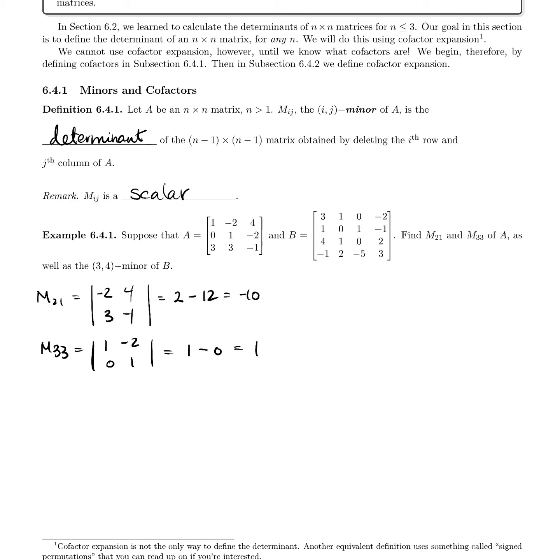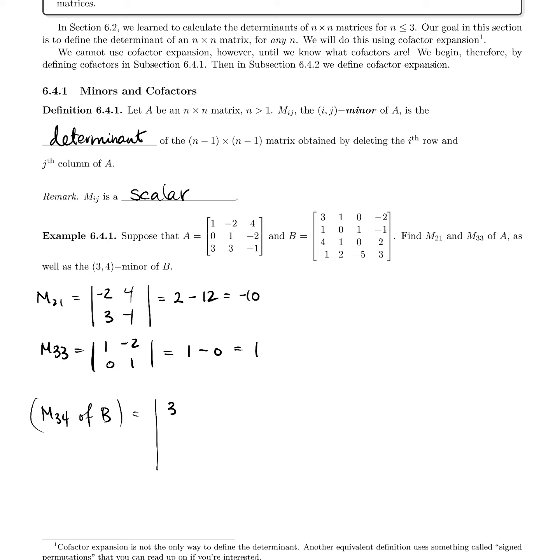And then lastly, we're asked to calculate the 3,4 minor of B, so M34 of B this time as opposed to of A, and that also is a determinant, but we had a 4 by 4 matrix for B. And so if we're deleting one row and one column, if we're deleting the third row and the fourth column, then what's left is going to be a 3 by 3 matrix that has these entries here. So our smaller matrix is going to be 3, 1, 0, 1, 0, 1, and minus 1, 2, minus 5.